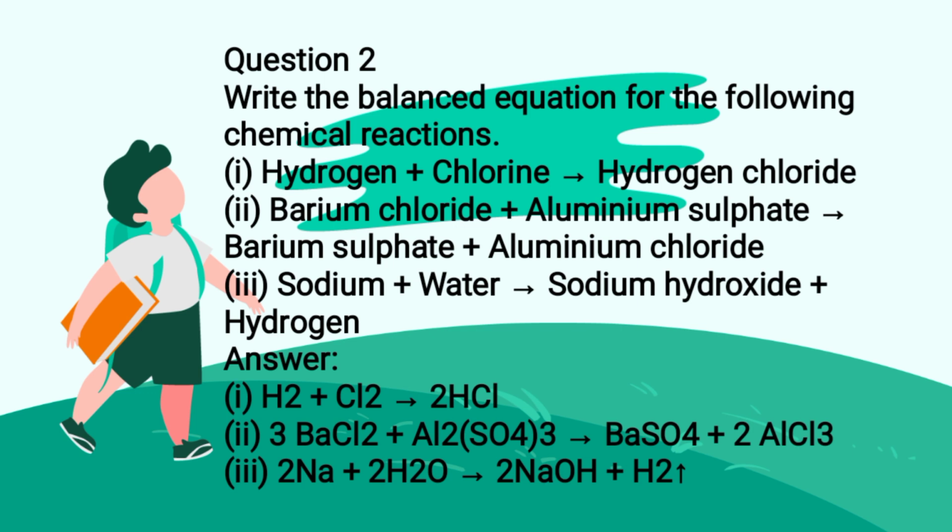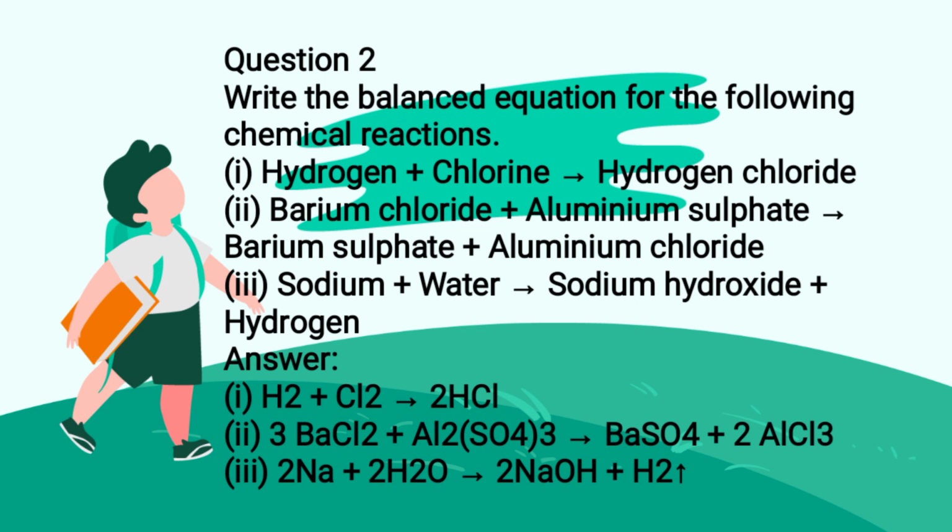That is the answer. Barium chloride reacts with aluminium sulfate to form barium sulfate and aluminium chloride. 3BaCl2 plus Al2(SO4)3 gives you 3BaSO4, that is barium sulfate, plus 2AlCl3, aluminium chloride.